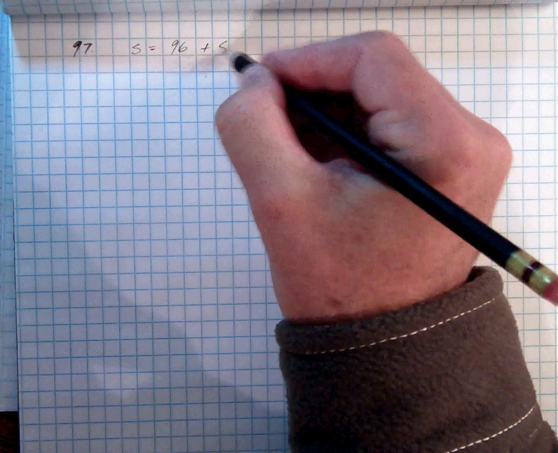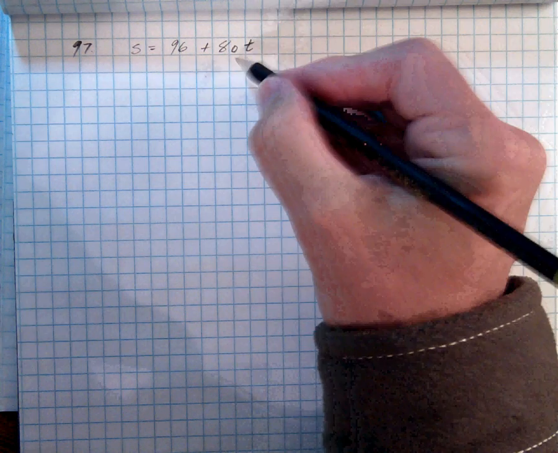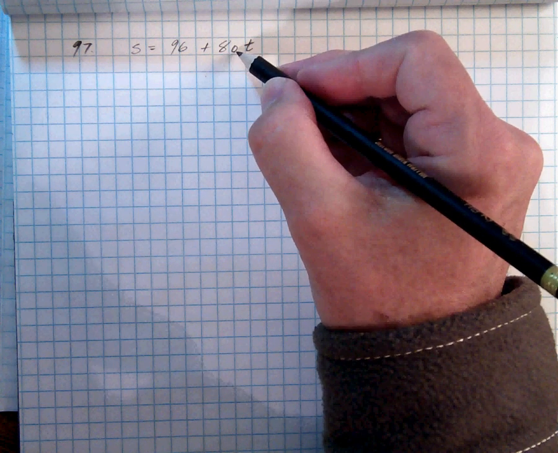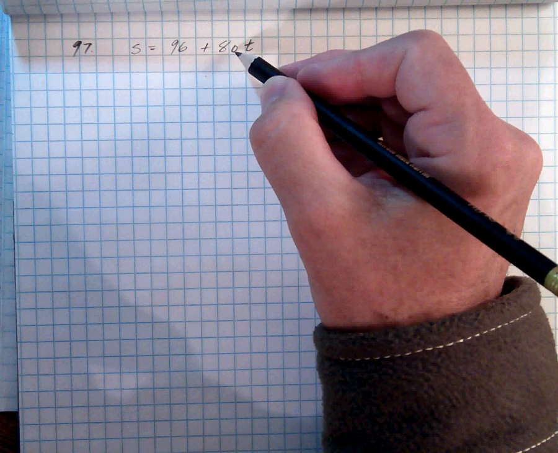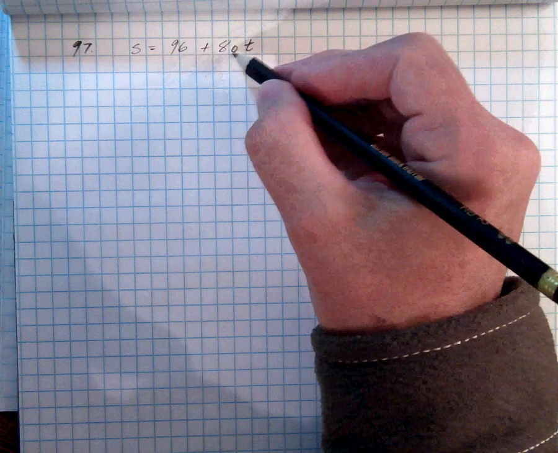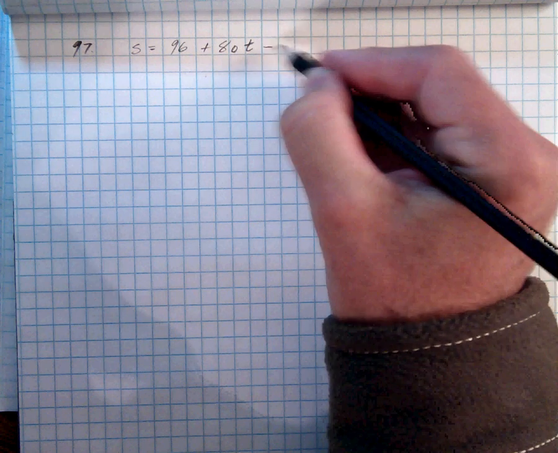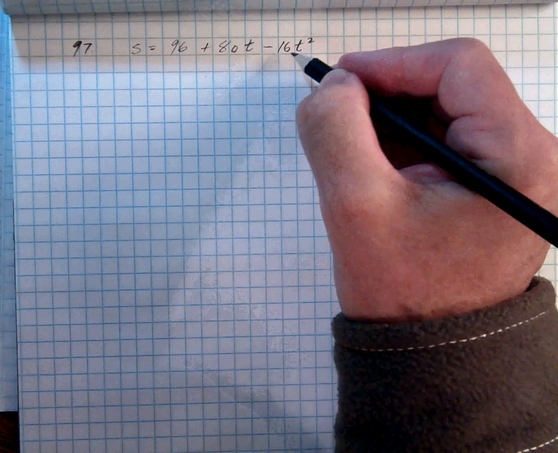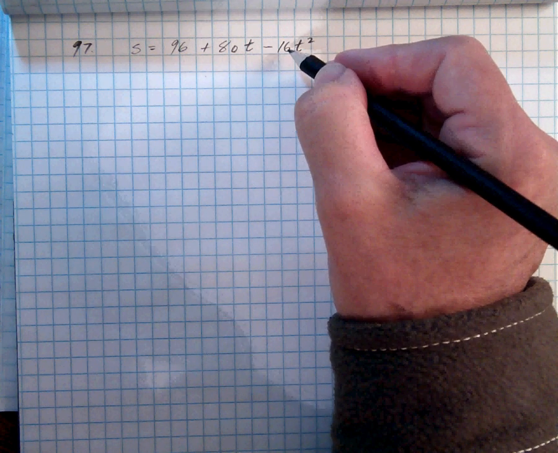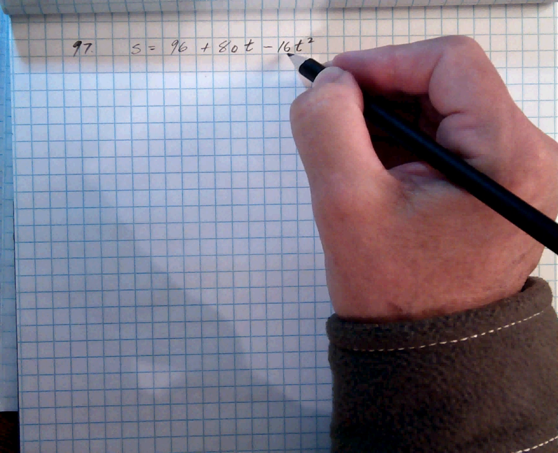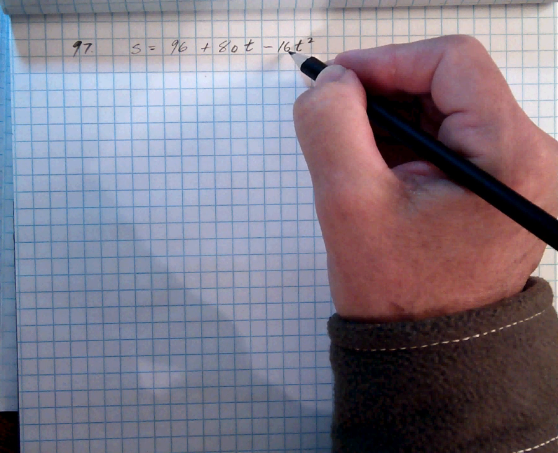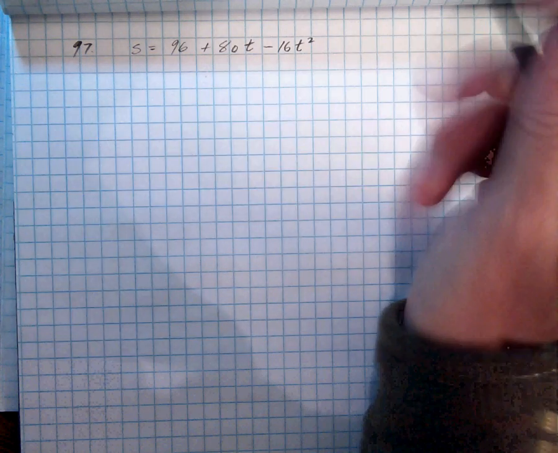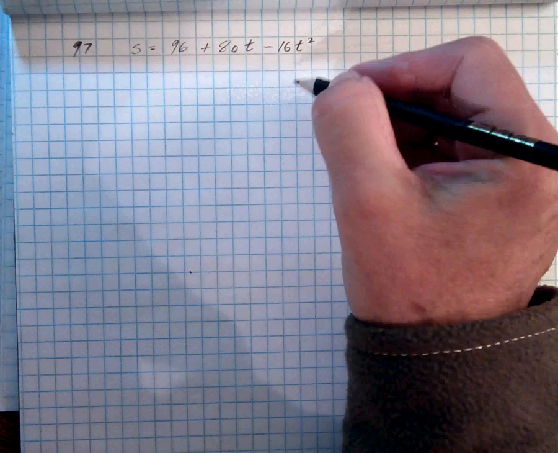Plus 80t, that's because the person throws the ball straight up at 80 feet per second. And that's why it's positive, so it's going to go up, but it'll start coming down. Minus 16t squared. The minus 16, that's the acceleration due to gravity. So the ball is going to fall at 16 feet per second every second. So every second it gains another 16 feet per second in speed as it falls.